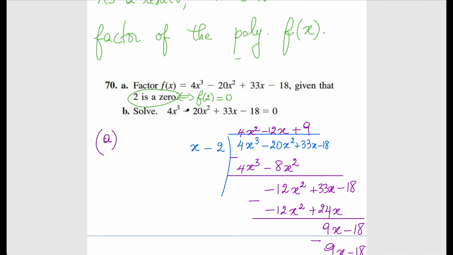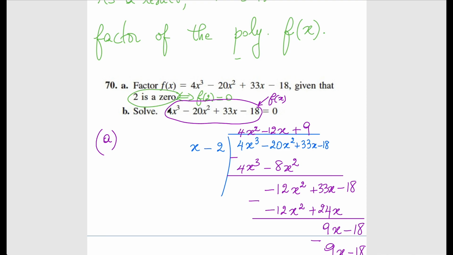They want us to solve this equation. And what's this equation? This equation is 4x cubed minus 20x squared plus 33x minus 18. Who's that guy on the left side of this equation? Isn't it f of x? This guy is f of x, right?